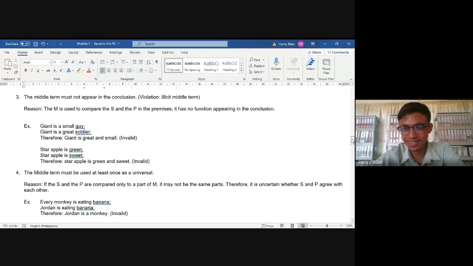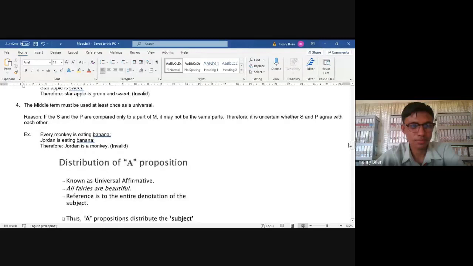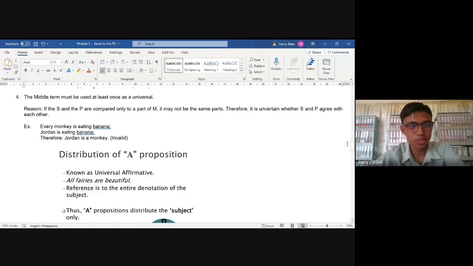If you don't have it, I think ito yung binigay ko din sa inyo. Number 4. The middle term must be used at least once as a universal. Ulitin ko. The middle term should at least be used once as a universal. Ibig sabihin, hindi pwedeng parehong particular ang paggamit sa middle term. So, dapat universal at particular siya. Or universal. Hindi pwedeng parehong particular. Kung parehong particular, magiging invalid na siya.